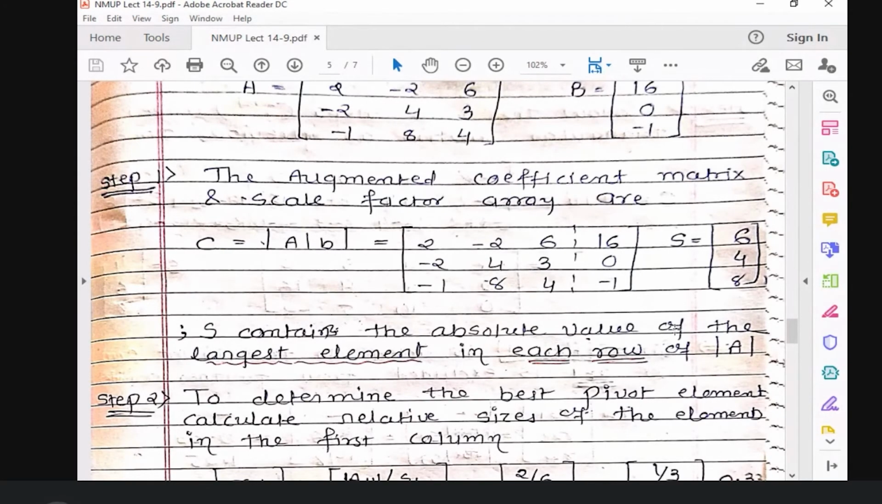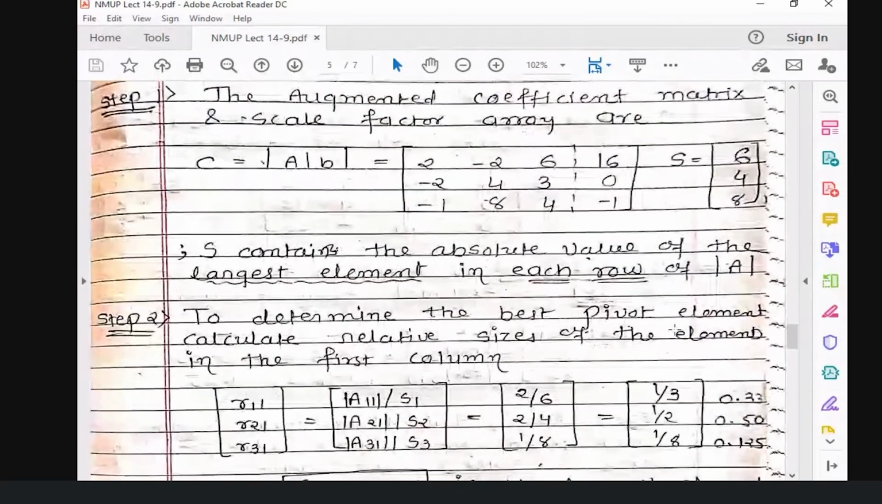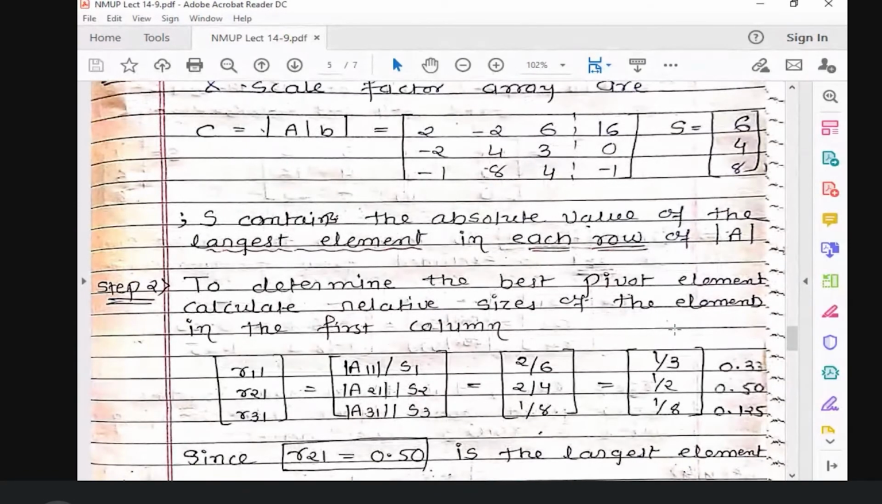Explained, right? Now in step number 2, you have to determine the best pivot element, calculating the relative size of the elements in the first column. Now how to do this? For that, you have to just write down R11, R21 and R31. It means in each row, the first element, right? And for each and everything, you have to take the absolute values.